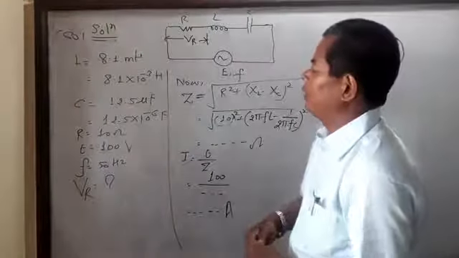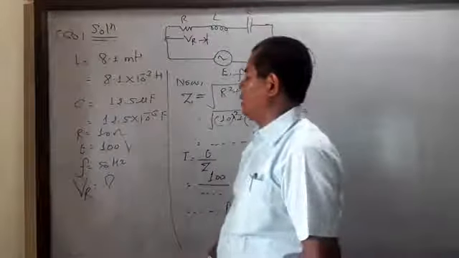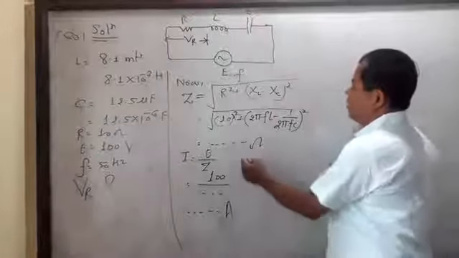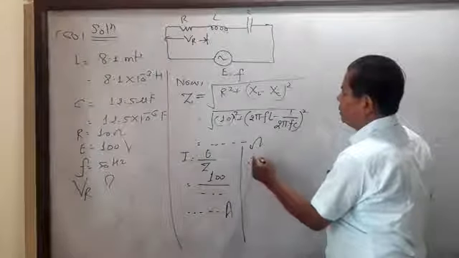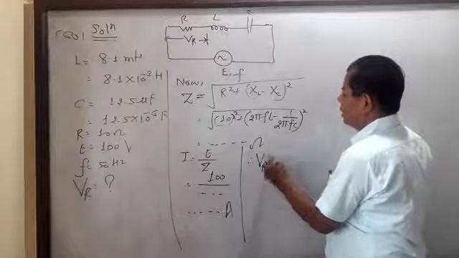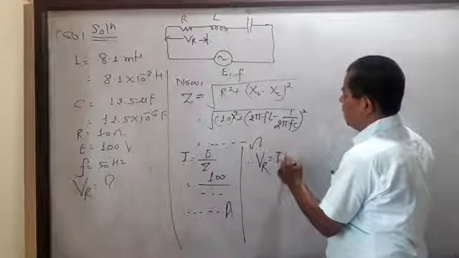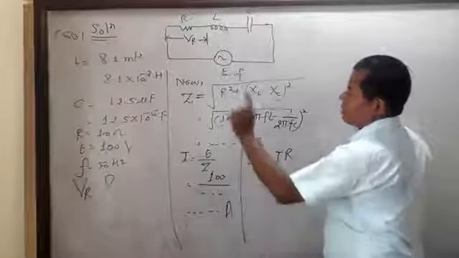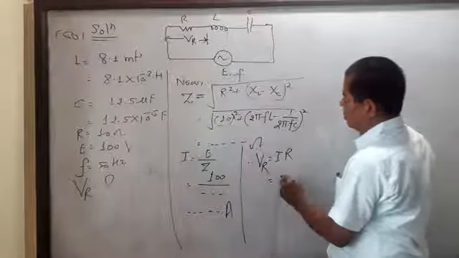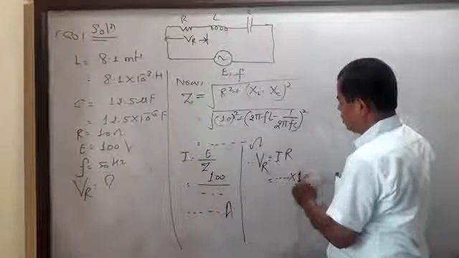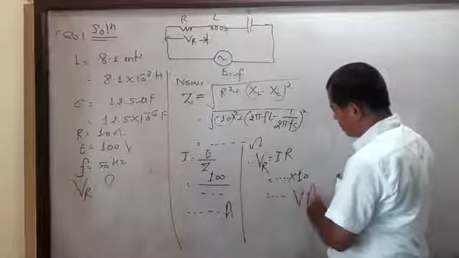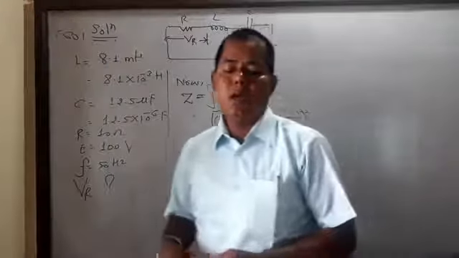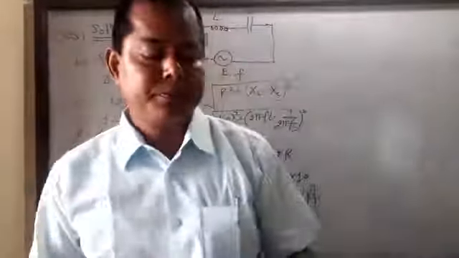Then the third step, we have to find the voltage developed across the resistor, that is VR is equal to I into R. Therefore the potential developed across the resistor VR is equal to I into R, where I has the value found here and R is given as 10 ohm. Then solve this equation and find the value of voltage developed across the resistor. This is the answer of question number 60.